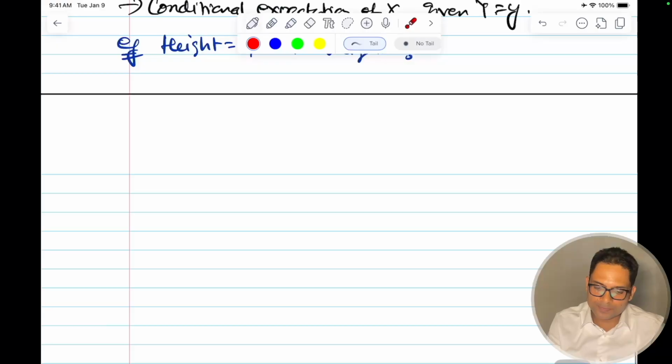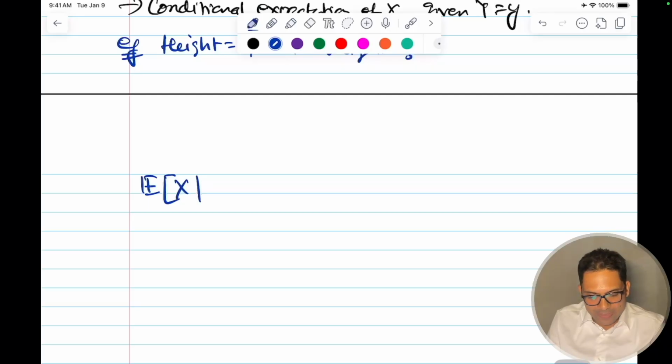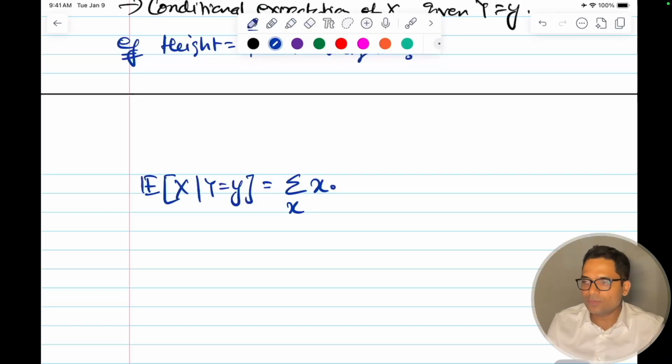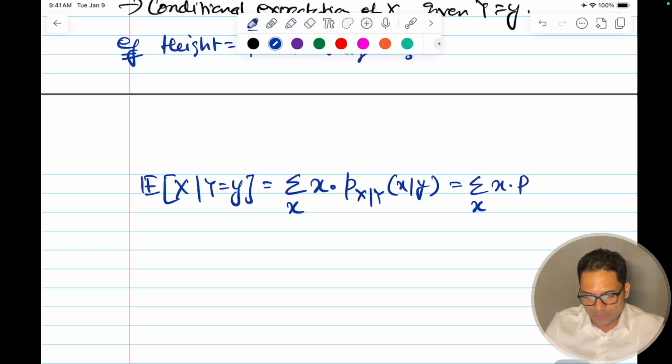How do we denote it? So expectation of X given Y is equal to y is equal to summation over all x, this was earlier x into probability of x. Sorry, not comma. X given y, and this is x given y. The other way to write this would be summation over x of x into probability of X equal to x given Y is equal to y.